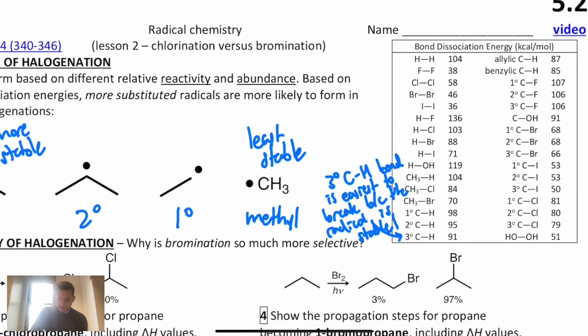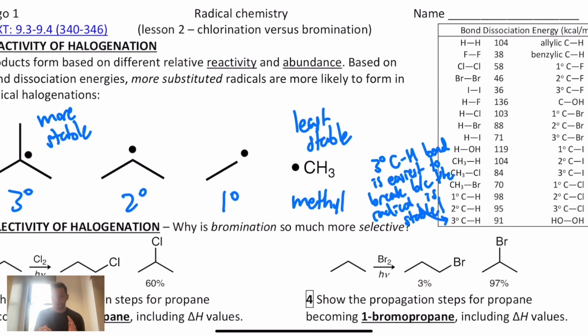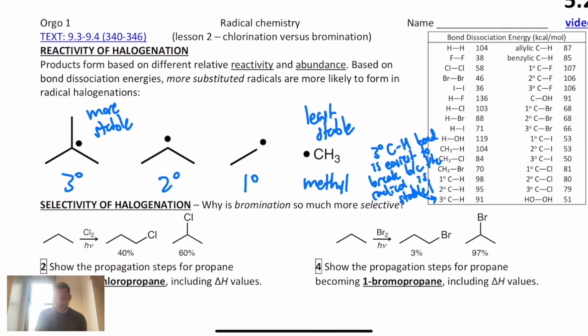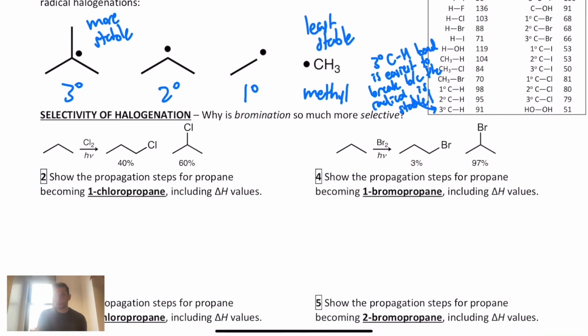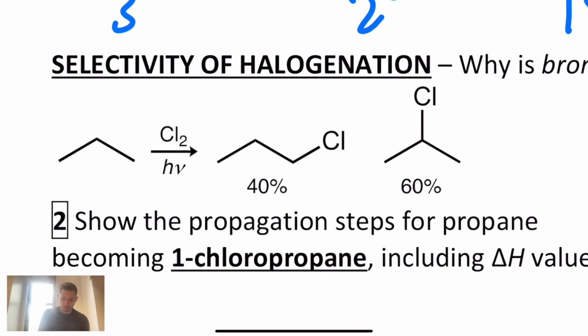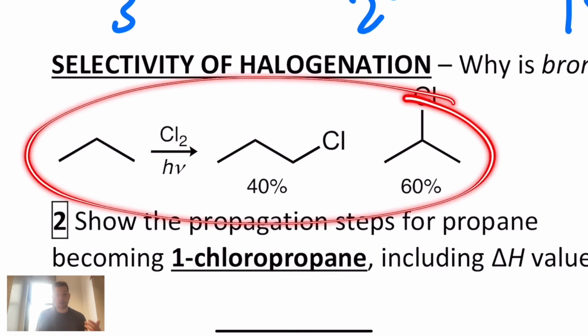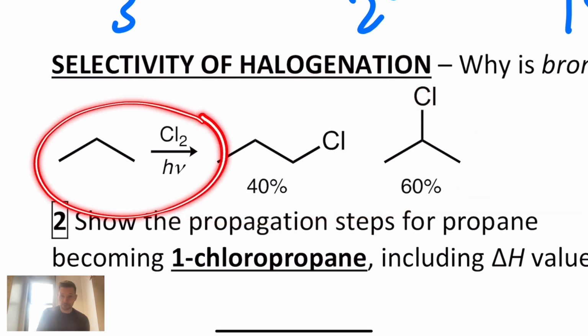So we're going to use bond dissociation energies to quantitatively look at the differences that we see in the propagation steps for these radical reactions and ultimately try to explain why we see differences in product distributions. So let's take a look at what happens when we do a radical reaction on a molecule where more than one product is formed. So here's the chlorination of propane.